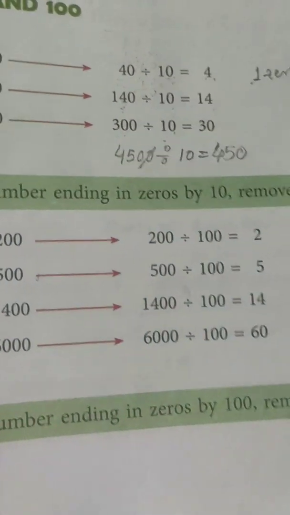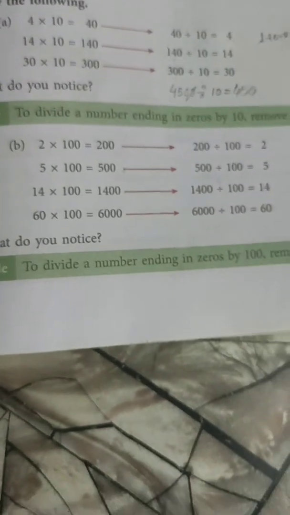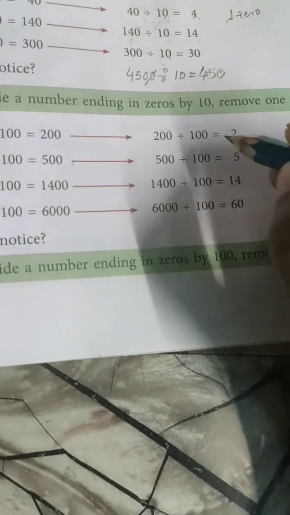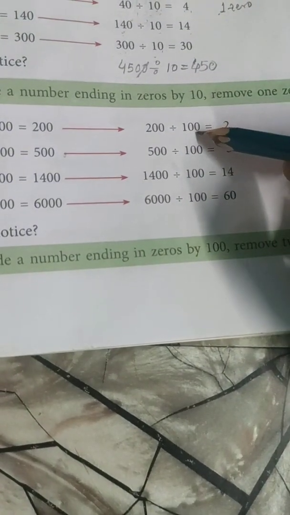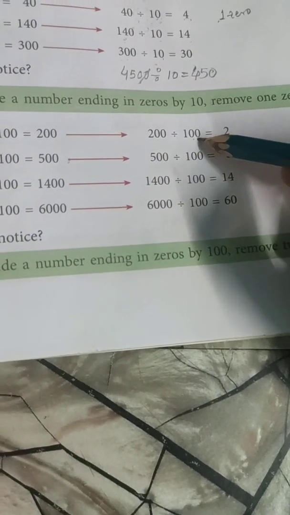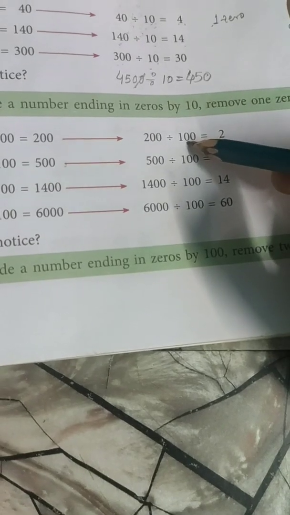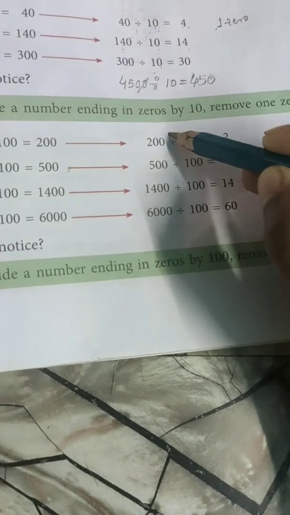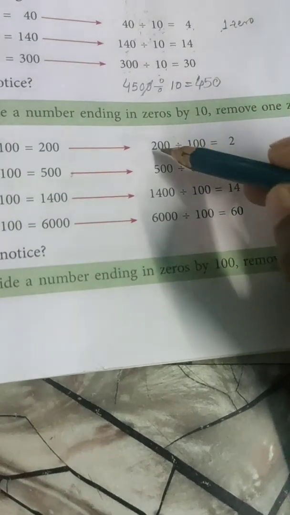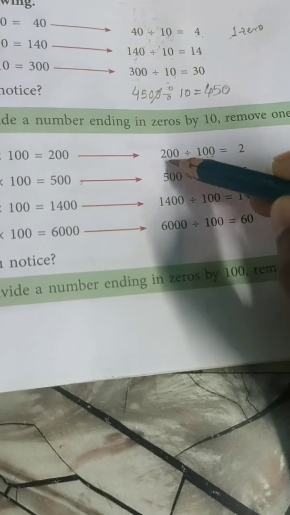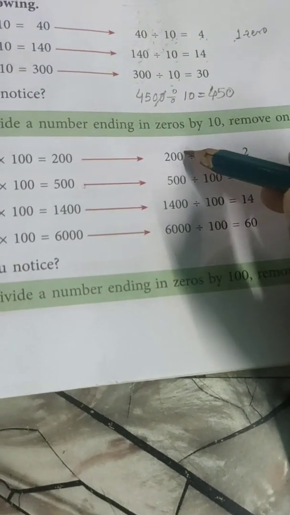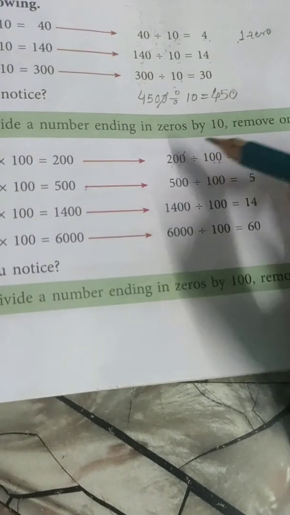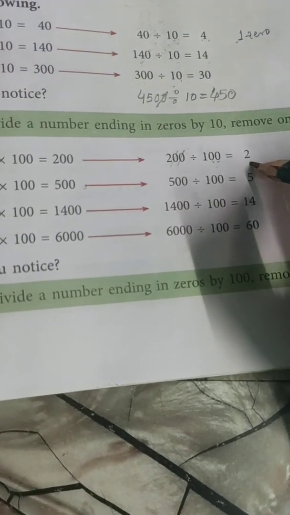Okay, now let's move on to the next type of question, that is, we will divide by the number 100. So when dividing by the number 100, we can see that there are 2 zeros in the 100. One 0, two 0s. So we will remove 2 zeros from the right hand side. So 200 divided by 100. In 200 there are 2 zeros. So removing from the right hand side, first 0 removed, second 0 removed. So how much are we left with? 2. So the answer is 2.